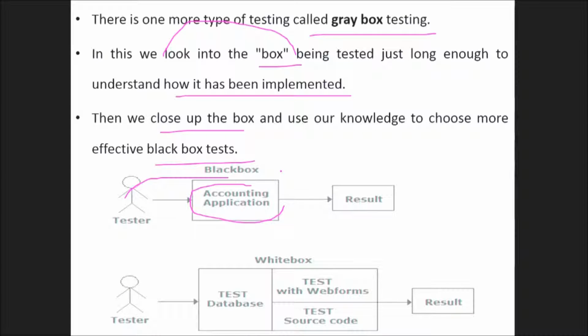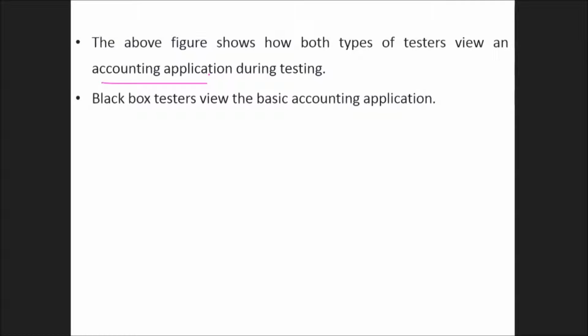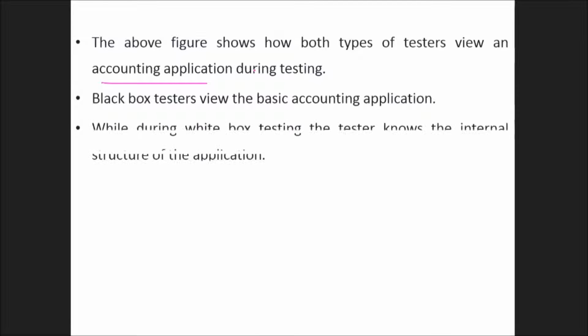Say there is an application called an accounting application. The tester does black box testing, and the results are like this. And for white box testing, the test database is with him. He tests with these web forms, tests the source code, and the results are there. And these figures show how both types of testers view an accounting application. Just for example's sake, we have taken this during testing. So black box testers view the basic accounting application.